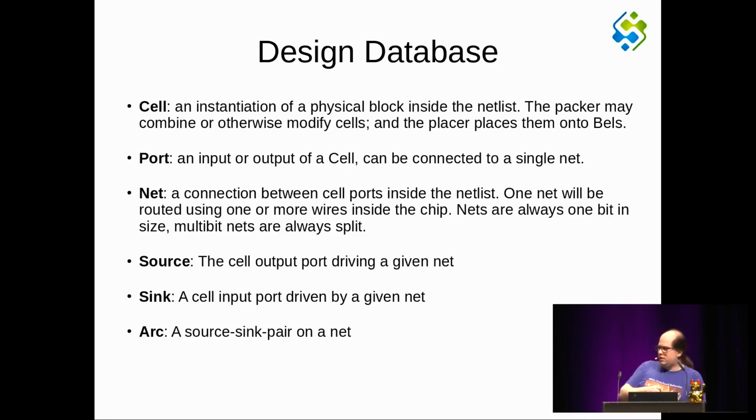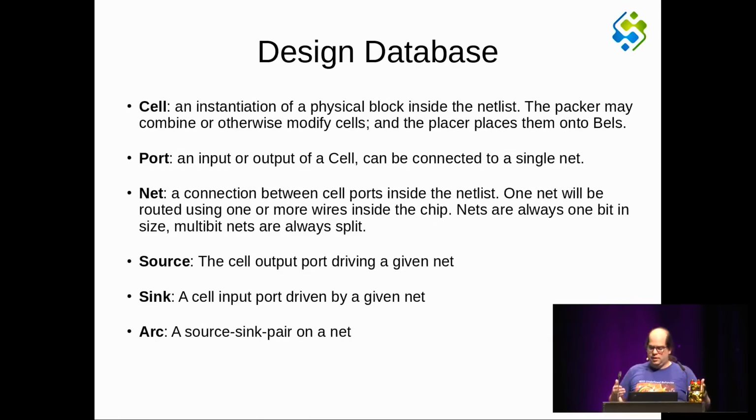And then those ports can be connected to nets. And this net, of course, can be connected to another port of another cell, and that's how we see the connectivity of the entire design. When we are looking at a specific net, there is one port on one cell that is driving that net, and we call that a source. And then there are more other ports from possibly other cells, and we call those sinks. And each net has exactly 1 source, but it can have an arbitrary number of sinks.